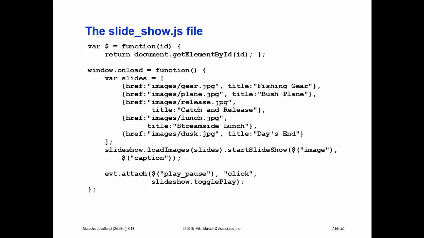So in this example, what the onload event handler does is, again, it first creates an array of objects that contain the information about the images in the slideshow. Next, it passes that array of objects to the slideshow object's load images method. Next, it passes the image element with the ID of image and the span element with the ID of caption to start the slideshow method, which starts the slideshow playing. Finally, it attaches the slideshow object's toggle play method as the event handler for the click event.